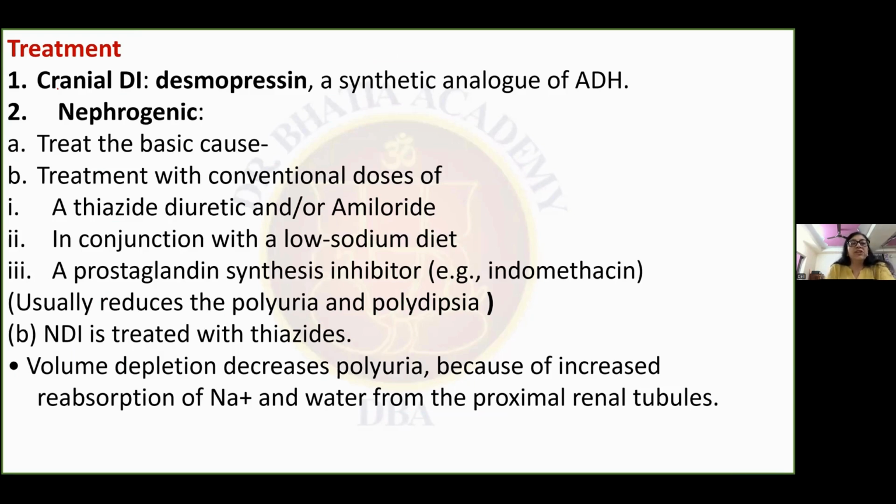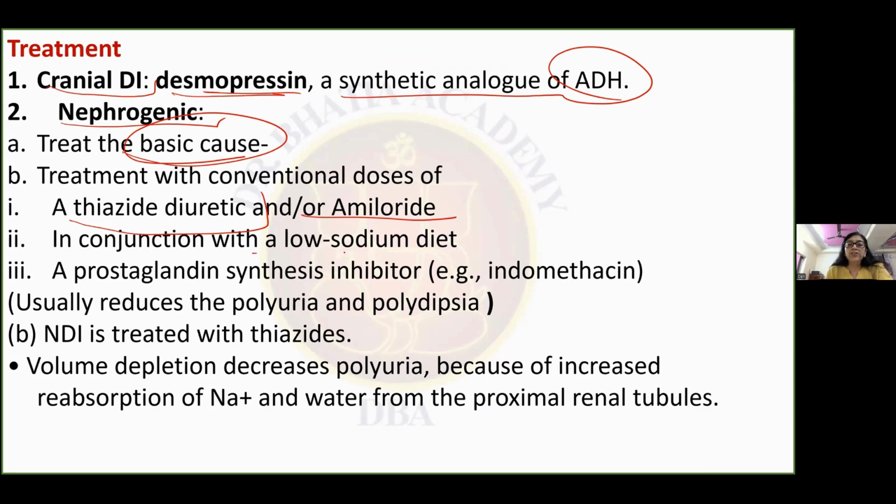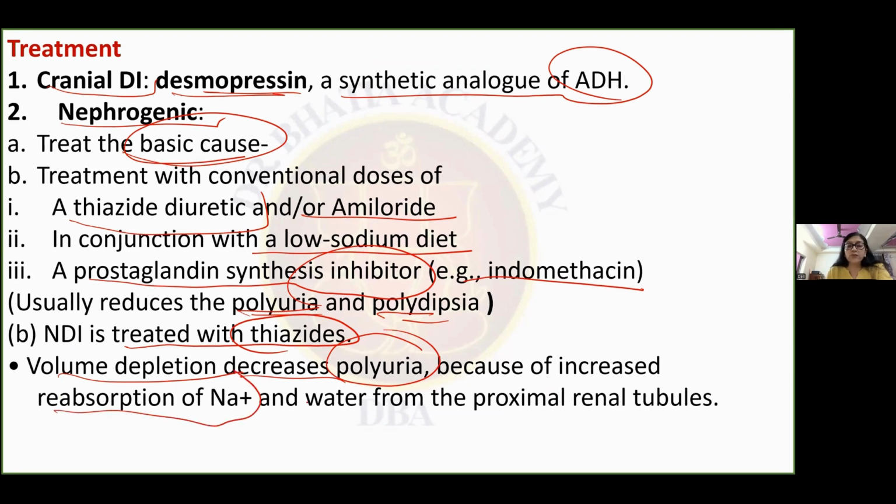So treatment for central DI, you treat with desmopressin, that is a synthetic analog of ADH. In case of nephrogenic DI, you treat the underlying cause. Treatment with conventional doses of thiazide diuretics or amiloride in conjunction with a low sodium diet or a prostaglandin synthesis inhibitor, that is indomethacin, will reduce the polyuria and polydipsia. Nephrogenic DI is treated with thiazides. Volume depletion decreases polyuria because of the increased reabsorption of sodium and water from the proximal renal tubules.